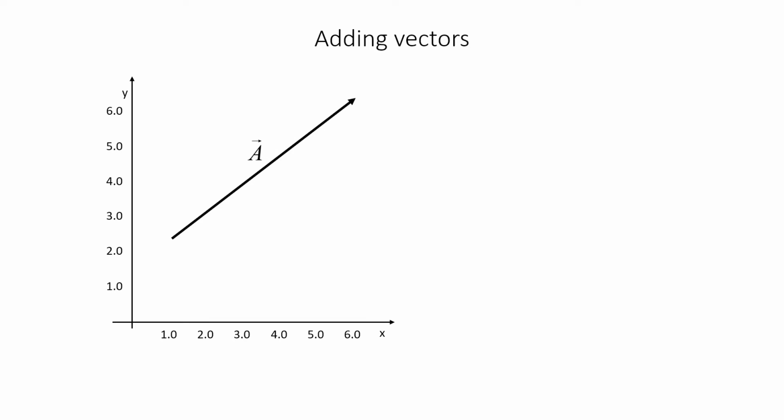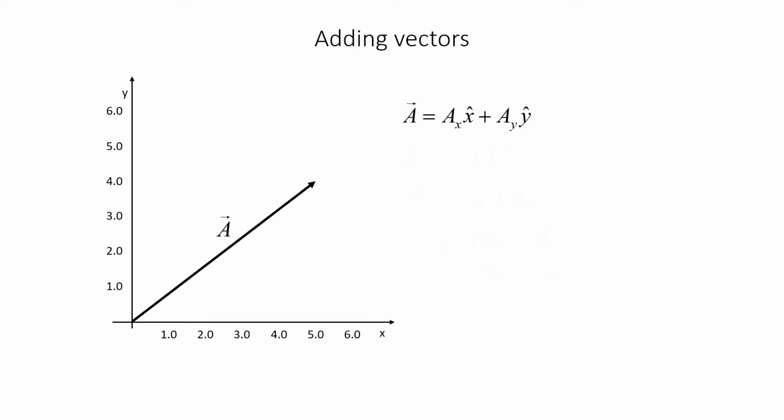Vector a has a magnitude and direction. We can move it anywhere as long as we keep those two things intact. Here we've moved it to the origin and resolved it into components. It has an x component and a y component. Vector a is the vector sum of ax times the x hat vector, which is a unit vector lying in the x direction, and ay times the unit vector y hat.